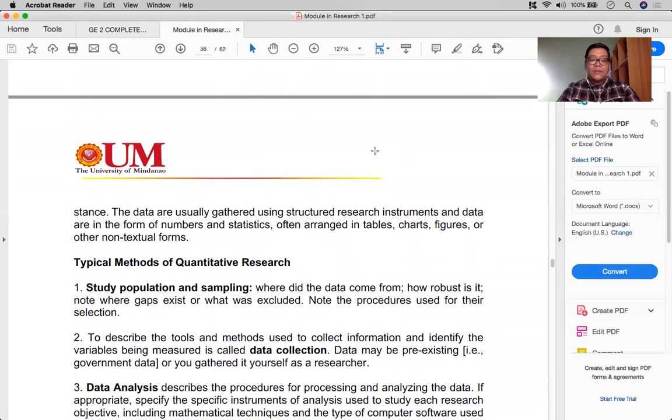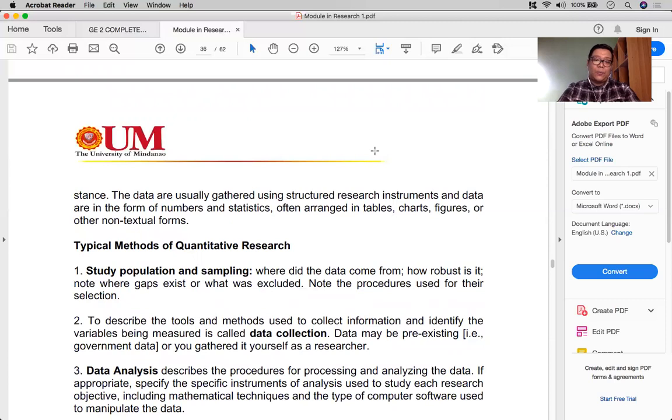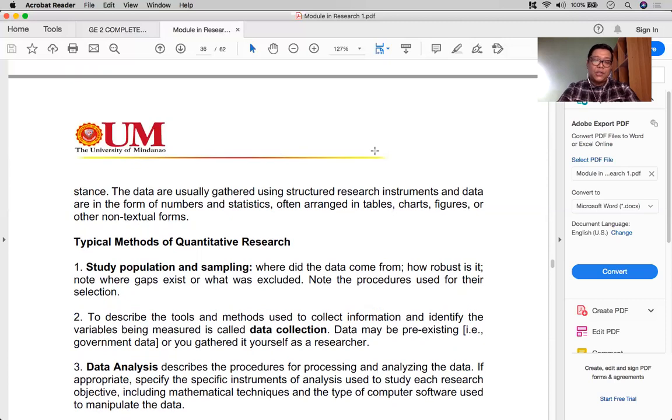So we have typical methods of quantitative research. First one is studying the population and sampling. You have to ask, where did the data come from? How robust is it? Note where gaps exist or what was excluded. And you have to note the procedures used for their selection. So when you choose the sample size of your study out of the population, you do not randomly select people. There has to be a system used so that everything goes organized in choosing your respondents for your quantitative research.